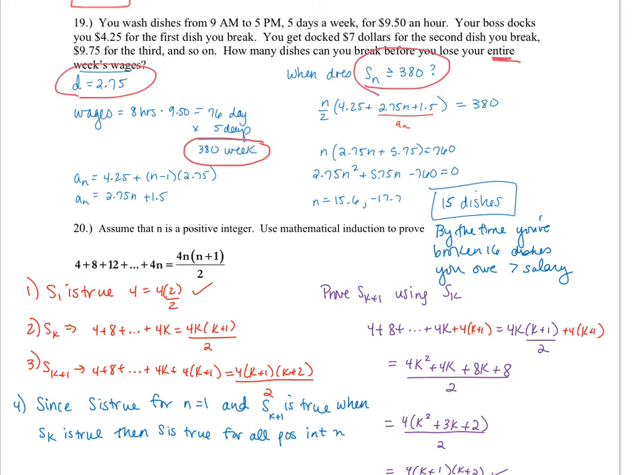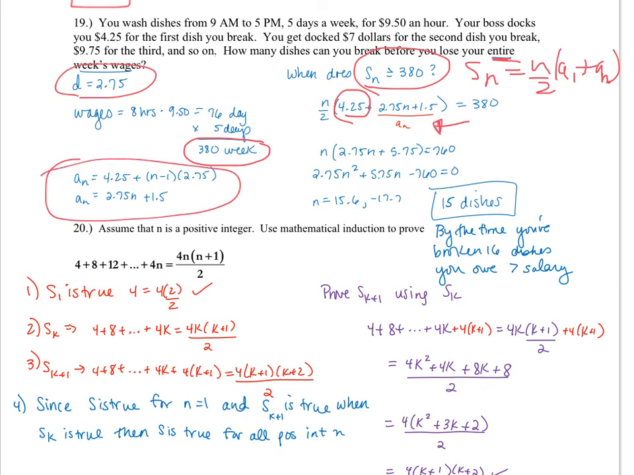From here we want to set up our sum formula. Because it's arithmetic, we are using the sum formula n divided by 2 times a1 plus an. We can fill in our a1 that we know, 425. Just like we did in the problem a few minutes ago, we can get an expression for the nth term by using the pattern we have talked about, a1 plus n minus 1 times d. And then we can go ahead and simplify. Solving the quadratic, we get two answers, 15.6 and negative 17.7.